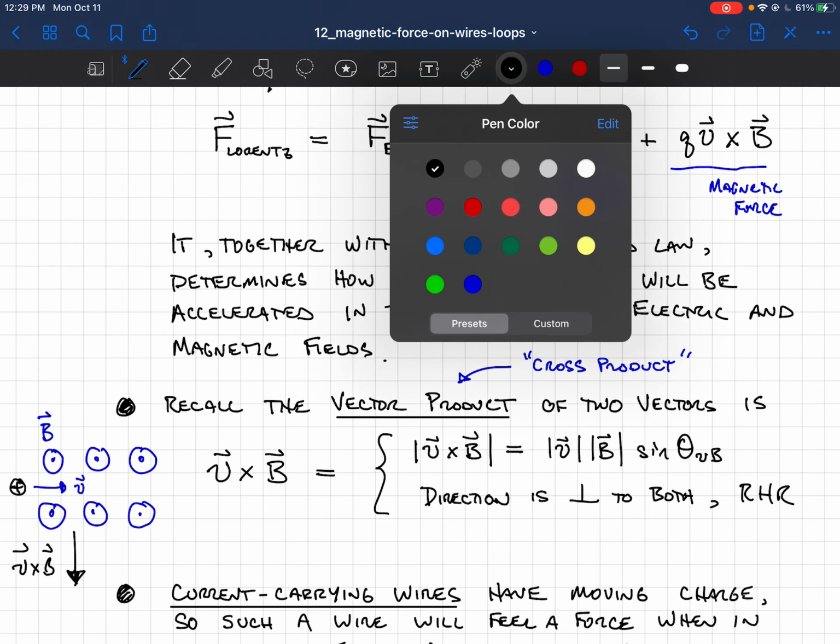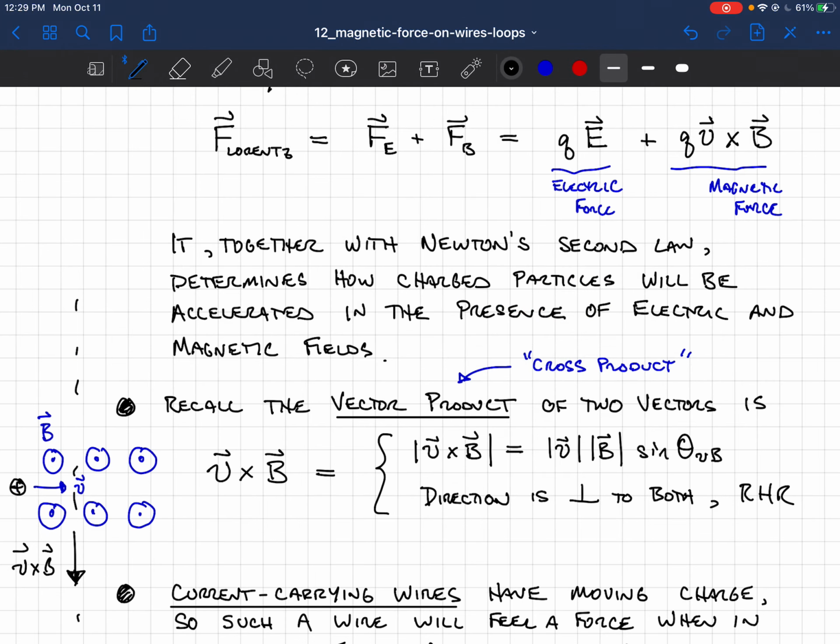And it could only have been along this direction, either up or down, because it has to be perpendicular to both of those v and B vectors. So we'll use that today, of course, and in fact for the rest of the semester when we talk about magnetic fields, we'll have to use this cross product.